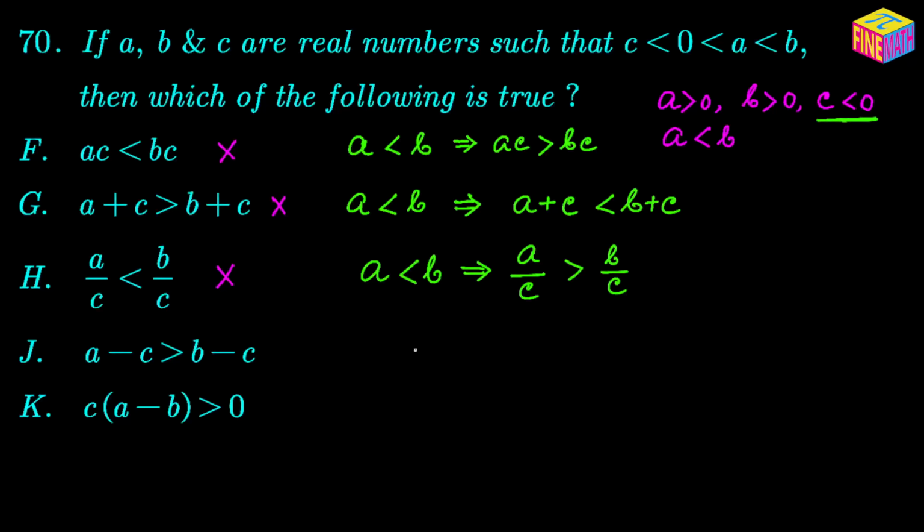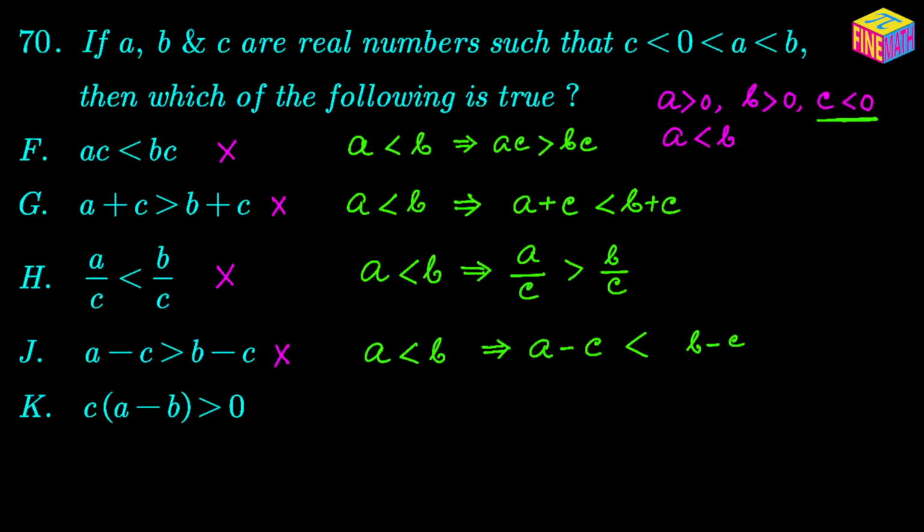And then if you look at option J, here again we are subtracting C from both sides of an inequality. Our original inequality is A less than B, and we are subtracting C from both sides. So we have A minus C and B minus C. Now when you are adding or subtracting the same number from both sides of an inequality, the sign of inequality will not change. So it will remain as less than. But if you look at the answer option, we have the greater than sign. So this option is also not true. Alright, so we have checked all 4 of them, they are not true. Now you can make a guess that the 5th one must be true, right?